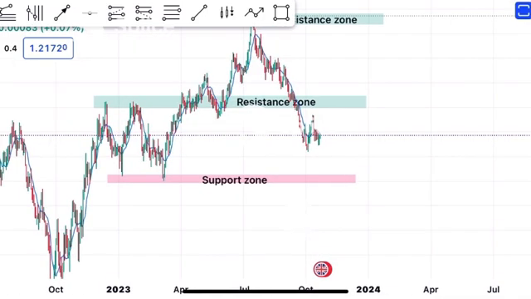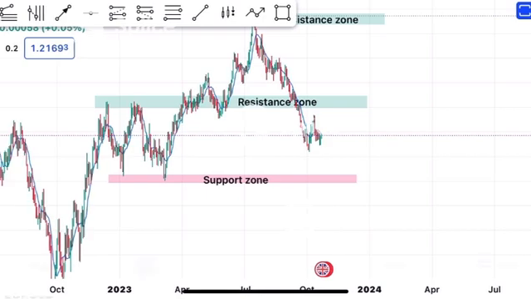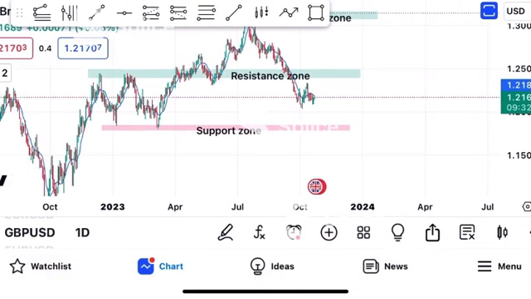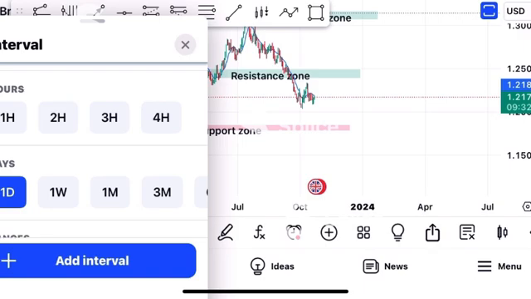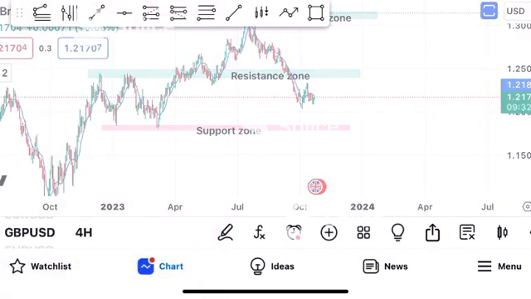So we'll break down to the lower time frame to identify more resistance and support zones, because some zones are not very clear on the daily chart. You have to go down to maybe the 4-hour chart or the 2-hour chart to identify more support and resistance zones that also impact the market. So let's go down to the 4-hour chart.